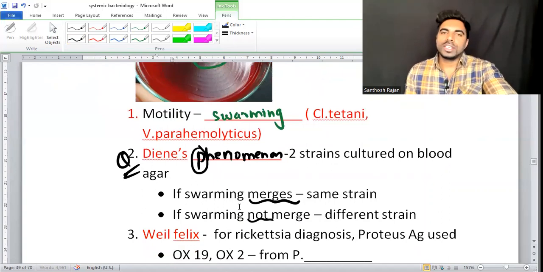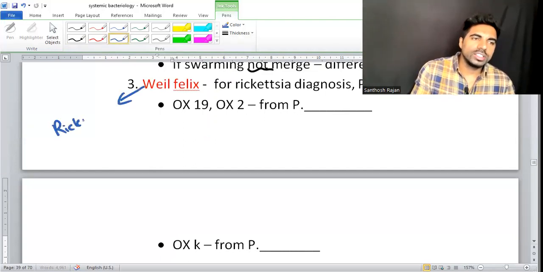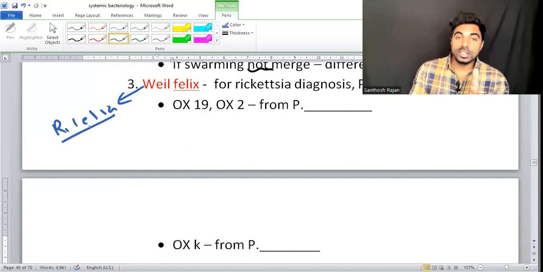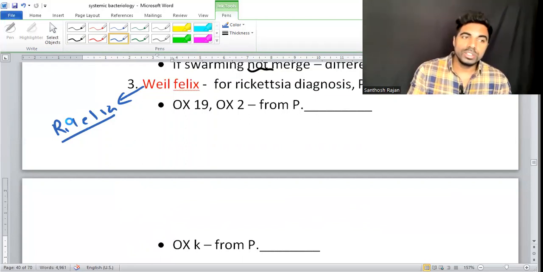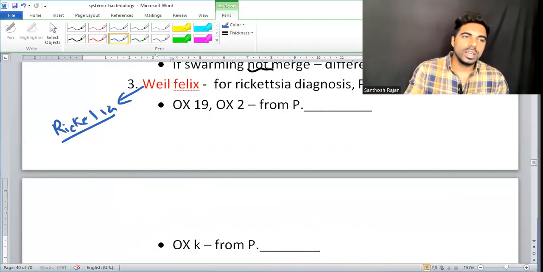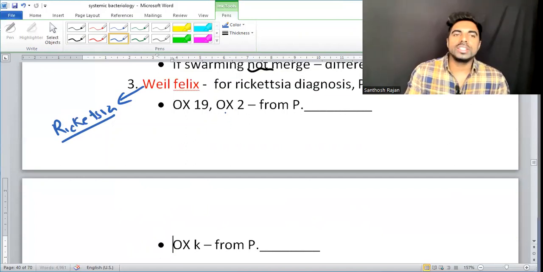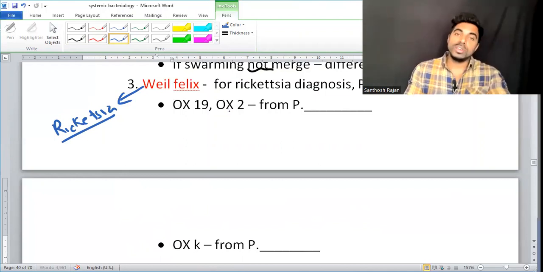Okay. Weil-Felix. Weil-Felix reaction kyo aaya? Weil-Felix is actually diagnosis of what? Weil-Felix is basically for diagnosing, for which one? For your Rickettsia. Rickettsia diagnosis ke liye we are using Weil-Felix. Weil's disease alag hai. Weil's disease aapko kahan par aayega? Leptospira aa gaya. Don't confuse with that. Weil-Felix test hai. This is for diagnosing what? Your Rickettsia. But Rickettsia, R-I-C-K-E-T-T-S-I-A, Rickettsia. Okay. So in that we are using Proteus ka antigen use karte to detect the Rickettsia using Proteus antigen.